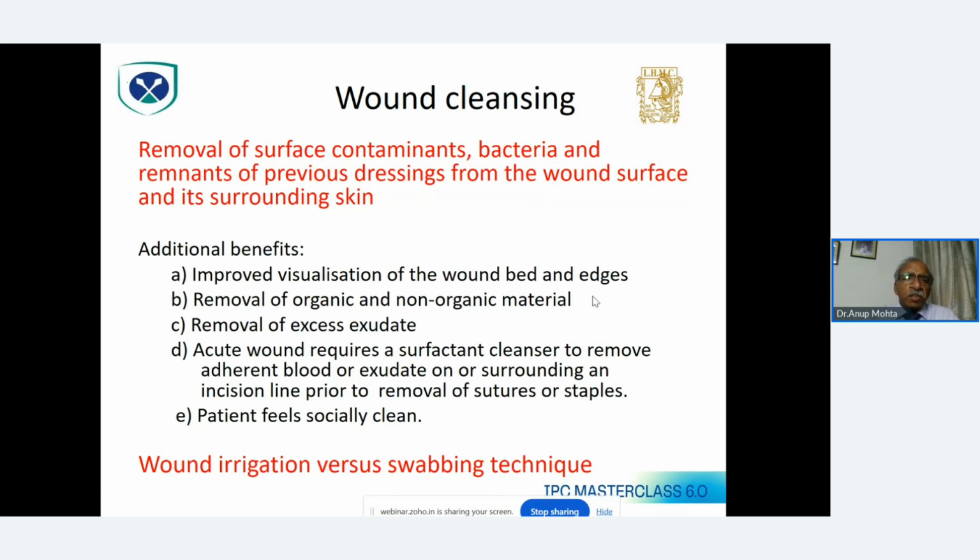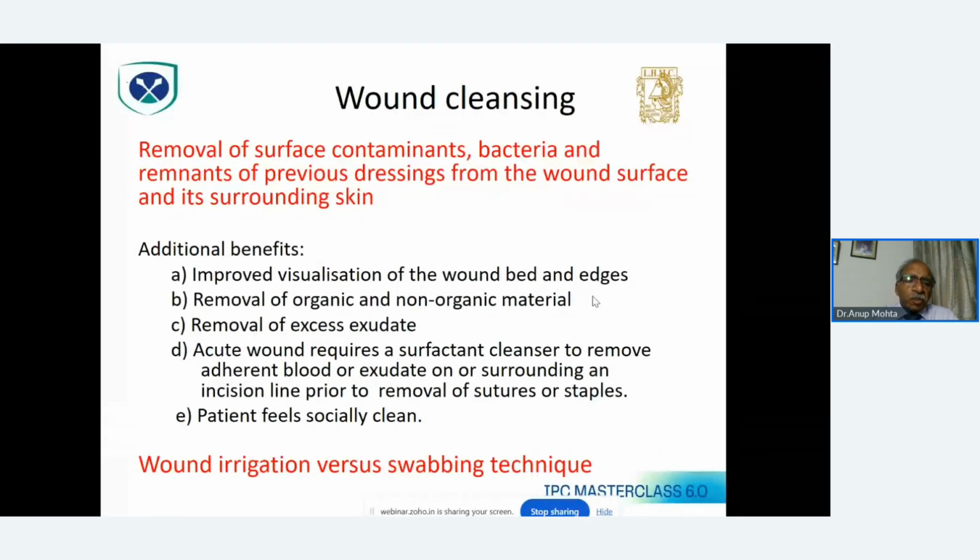So in addition to removal of surface contaminants, etc., what are the benefits? It allows improved visualization of the wound bed and edges so as to prompt early diagnosis or early signs of any surgical site infection or complication. It also allows us to remove organic or non-organic material. It provides an opportunity to remove excess exudate, if any.